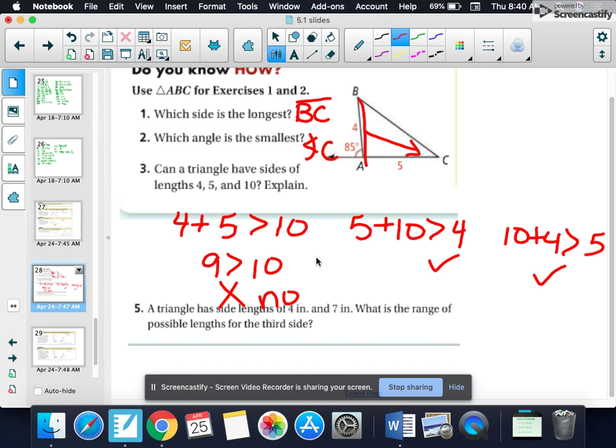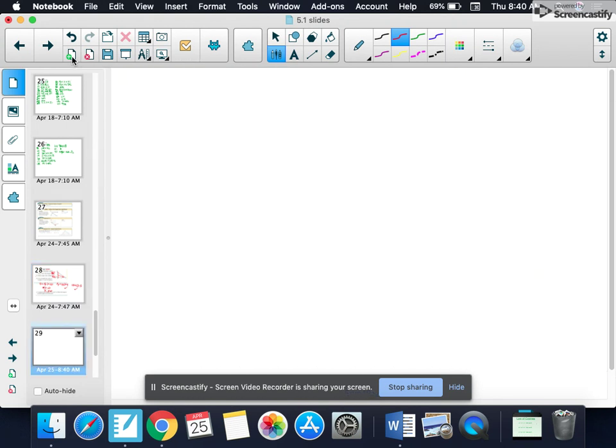And then the last example here is, a triangle has side lengths of 4 inches and 7 inches. What is the possible range of lengths for the third side? I'm going to work this out on a separate page so I have some room to do work. So we're trying to find the length of the third side. Our 3 sides: we have a side that is 4 inches, a side that's 7 inches, and then a side that is x inches. Again, we want to satisfy that triangle inequality theorem, so we're going to write 3 inequalities.